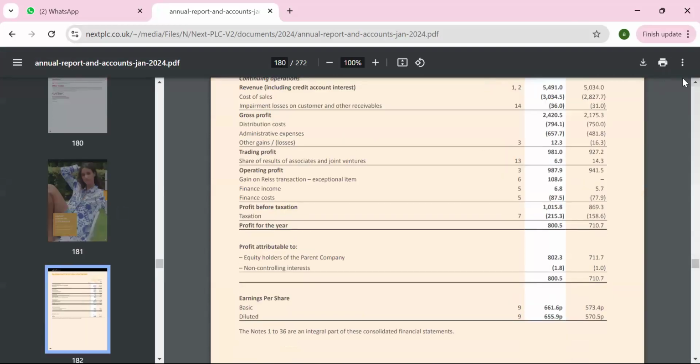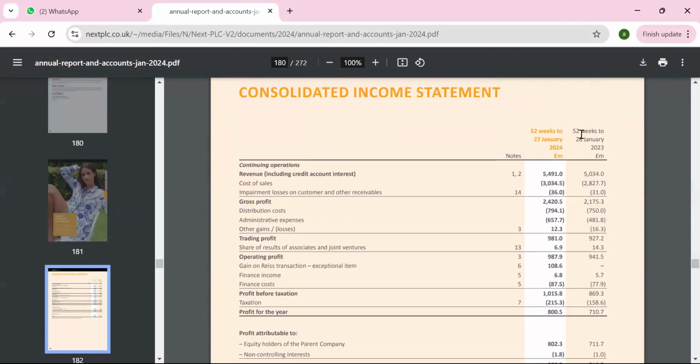If we look here, you will see 52 weeks. The year end is 28 January, end of January, that's a 360 or 365 day operation. These are the notes where we can find the detail of where the income came from. Revenue: how much was the previous year, in 2023? How many million?